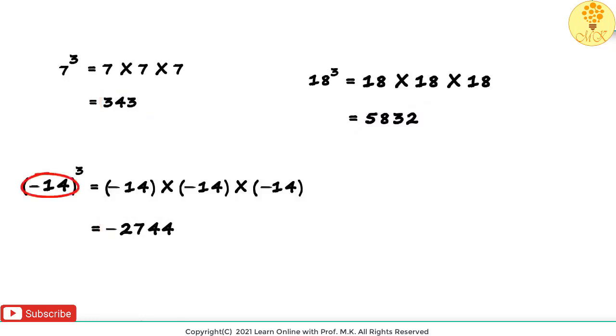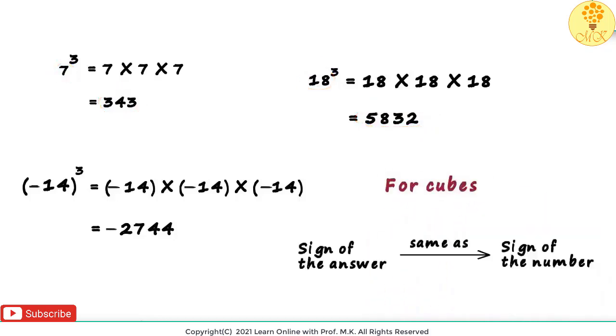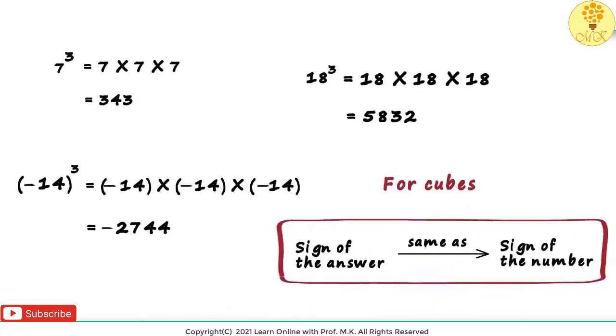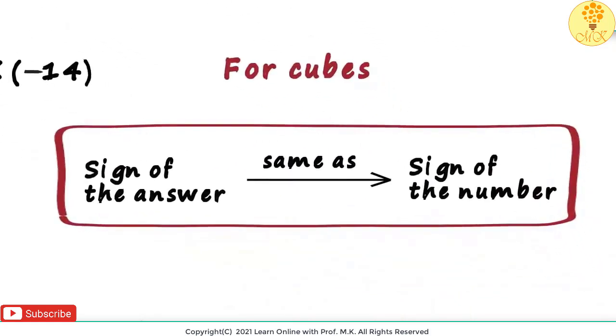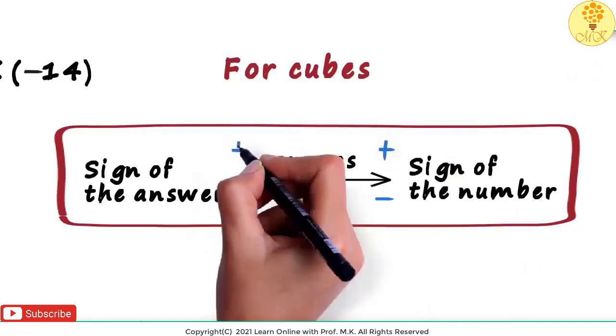Observe the sign of the number and the sign of the answer. If negative, then negative. If positive, then positive. So we can say that for cubes of numbers, the sign of the answer is same as the sign of the number. That is, cube of a negative number will result in a negative number, and the cube of a positive number will result in a positive number.